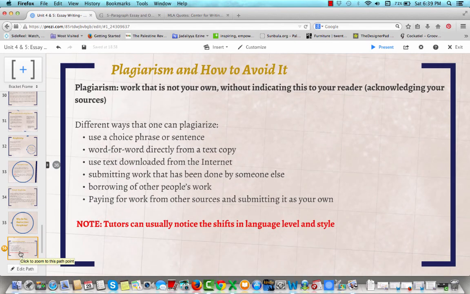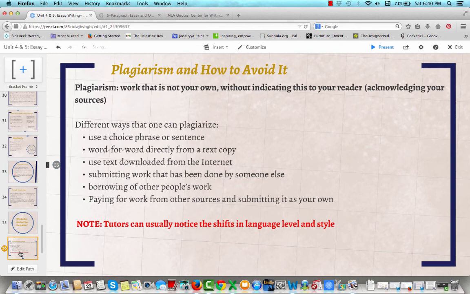Alright, guys, and finally we go to basically the biggest, most important aspect of this unit. Well, I think it is plagiarism and how you should avoid it. So by now, I'm sure you all know that plagiarism is work that is not your own. And not only that, you're not indicating this to the reader. You're not acknowledging your sources. You're not telling the reader that you took this from so-and-so. So it's essentially stealing intellectual property, and that's not okay.